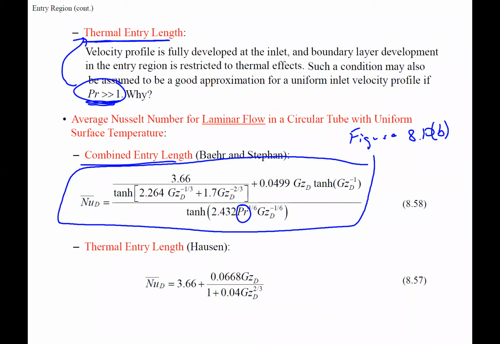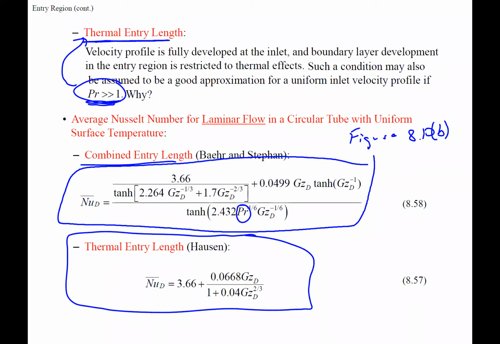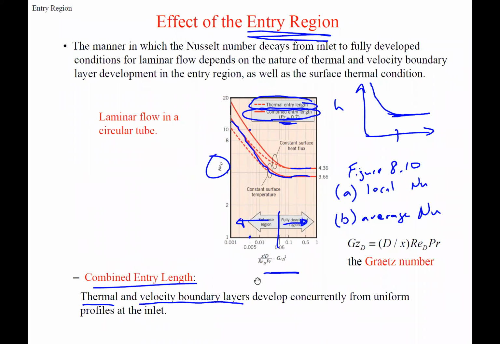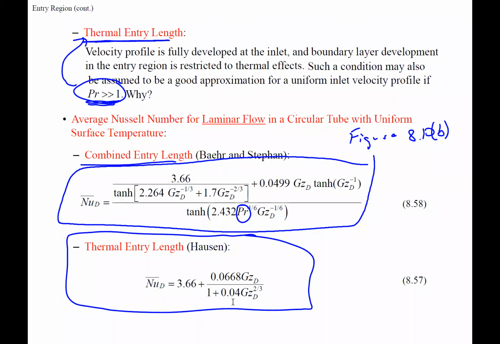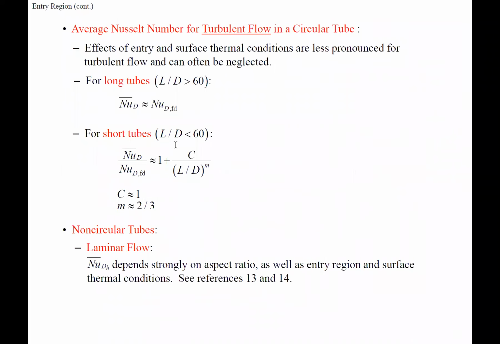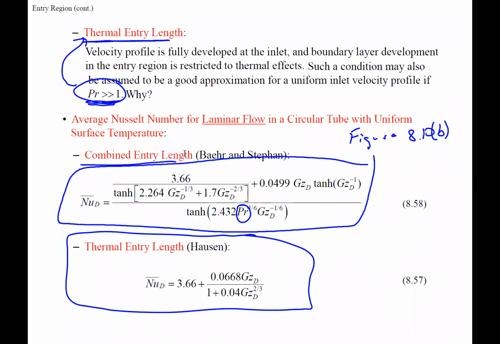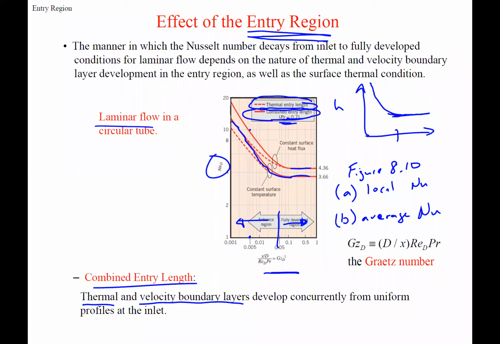And then we have the thermal entry length. So this is when we have those very high Prandtl numbers, right? So there's no Prandtl number then inserted in here. Okay, so that equation is like looking at the dashed line here. Okay, so then this was all dealing with entry length, laminar flow, circular tube, right?